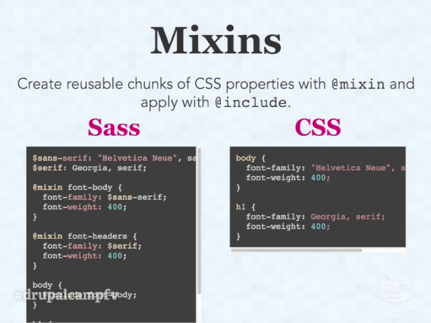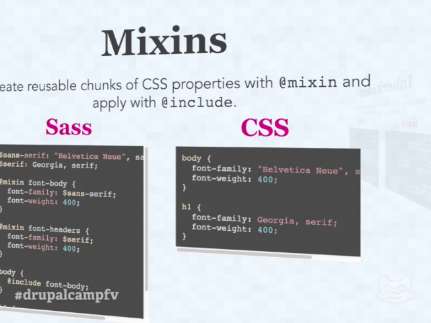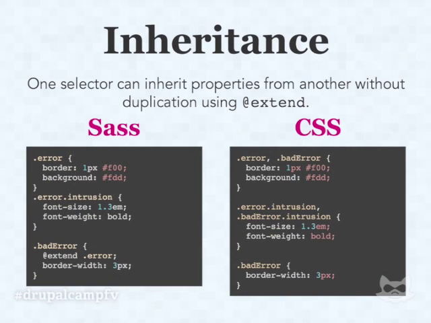So the syntax there is you create a mixin by declaring @mixin and then the name, and then you apply it by @include. Selector inheritance and property inheritance is pretty cool, where we can extend the properties of one class, one chunk of code, onto other pieces.